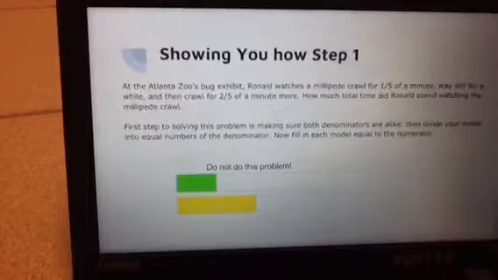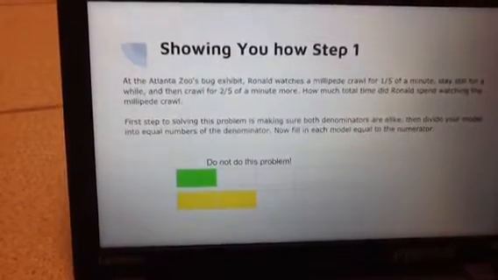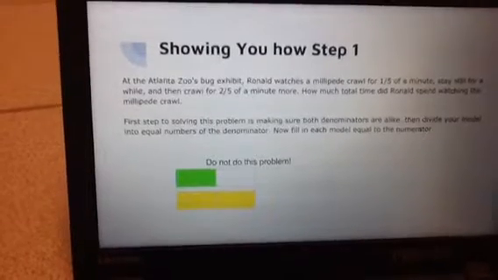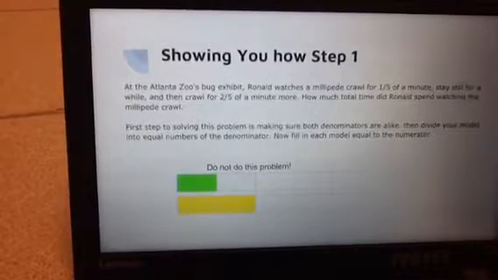Step 1. At the Atlanta Zoo's bug exhibit, Ronald watched a millipede crawl for 1/5 of a minute, stay still for a while, and then crawl for 2/5 of a minute more. How much total time did Ronald spend watching the millipede crawl?